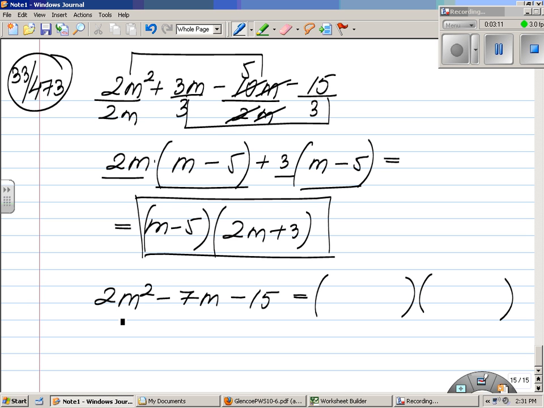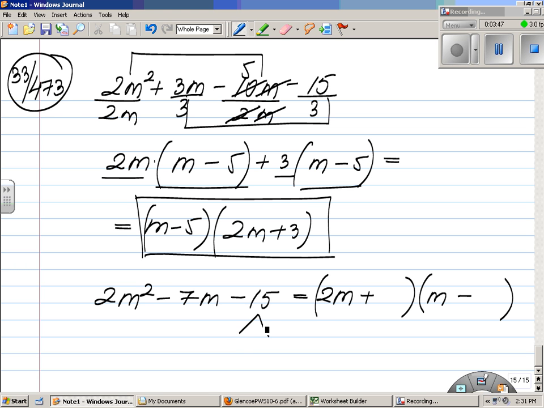So let's check the first number. What could be the factors of this 2m squared? 2m and m, right? Now my last term here is negative, which tells me that I should have the positive and the negative last term in the two binomials, the two factors of my trinomial here. However, their sum is negative 7, which tells me that whatever factors of negative 15 I will find, the biggest one will be negative, right?